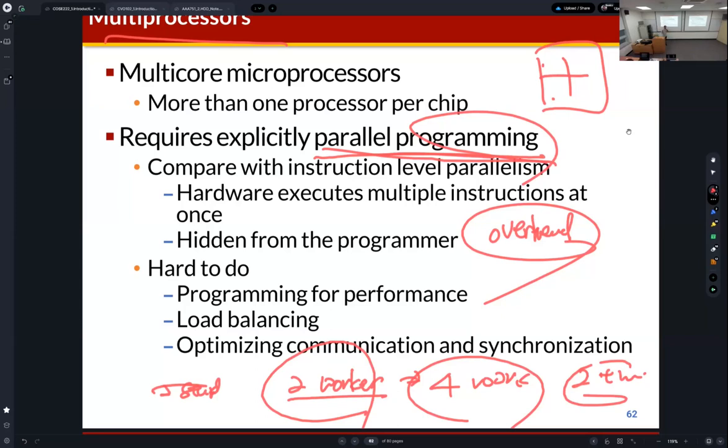We already know that even though we add more workers, even though we do the group project with more students, the performance is not proportional to the number of workers or number of students, right? Why? The performance of a group project is not proportional to the number of group members. Everyone has experienced that, right? Why?